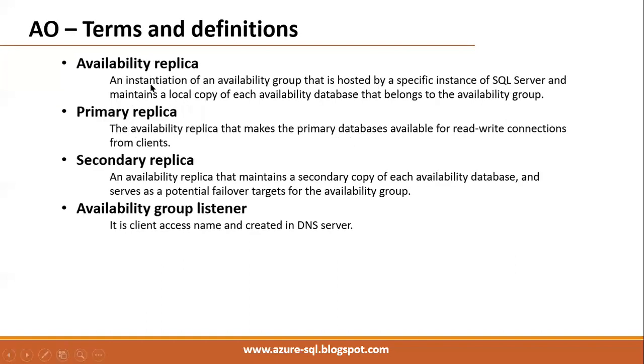In the same way, the availability replica is the instantiation of an availability group that is hosted by a specific instance of SQL Server. Nothing but a SQL Server instance. Primary replica we have seen, then the secondary replica. The availability group listener we can configure for redirecting purposes. The listener will redirect the connection to the current primary replica automatically.